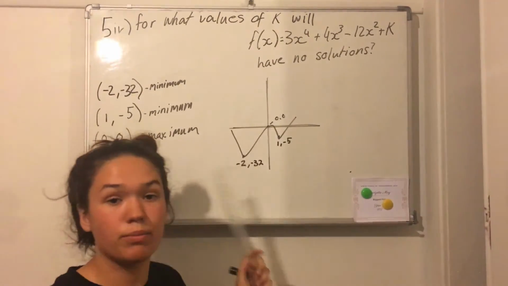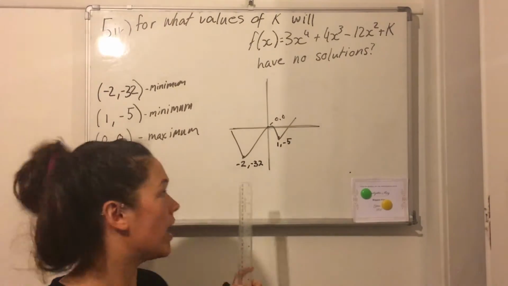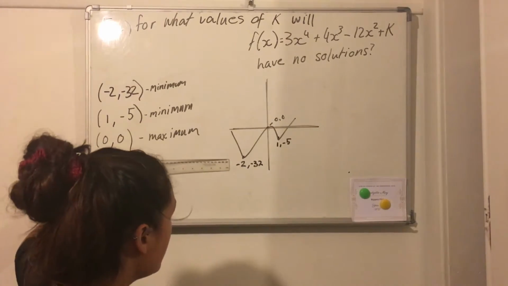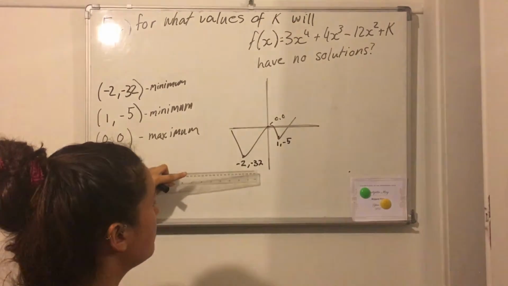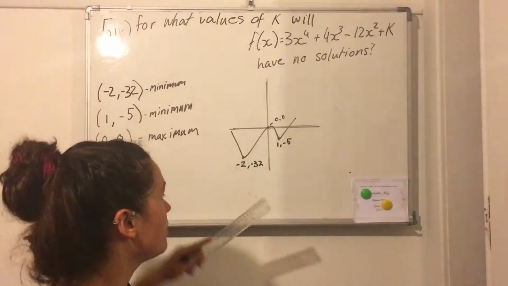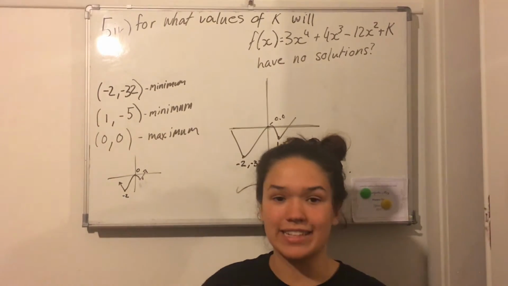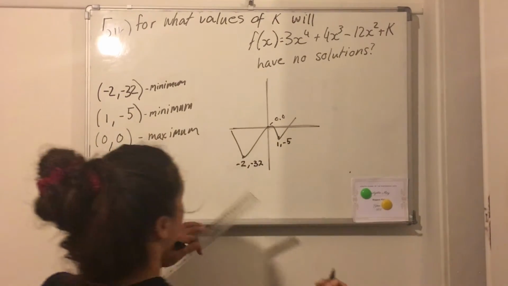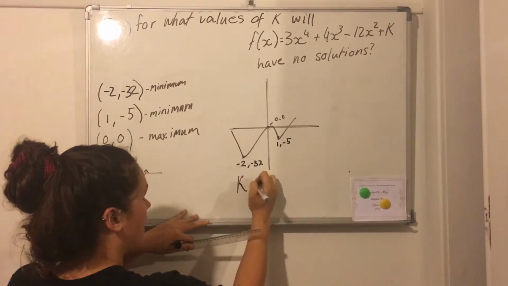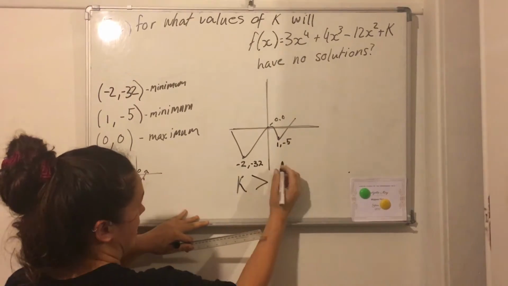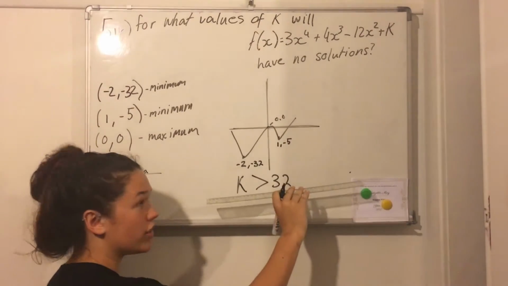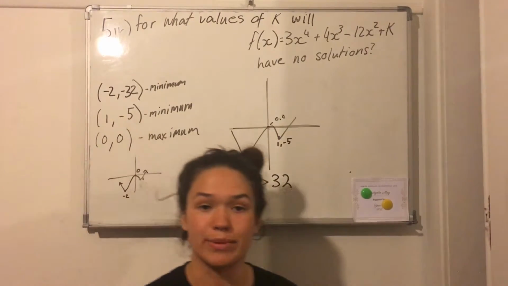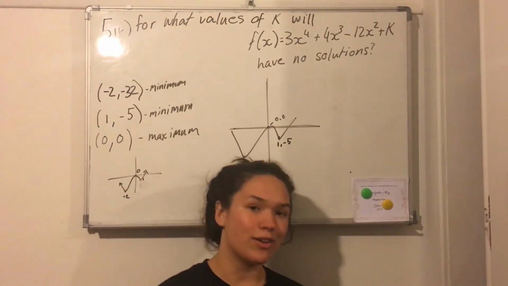This is a really rough drawing, but we can determine that this is the lowest point on the graph. So for there to be no x-intercepts, we're going to have to raise this graph by more than 32. Because if you add 32 onto it, it's going to raise it until it hits the x-axis, and there's still going to be an x-intercept. So our answer for this, k has to be greater than 32. If k is greater than 32, that is going to lift our function above the x-axis, and therefore there's going to be no x-intercepts and no solutions.